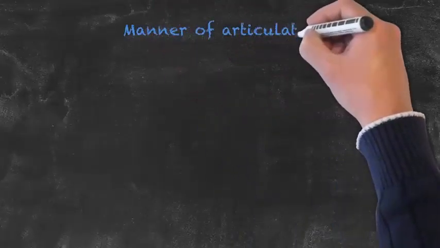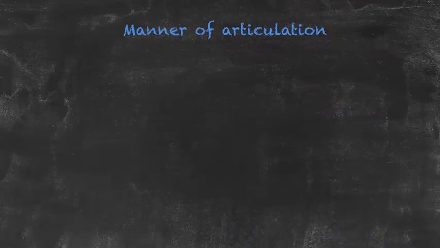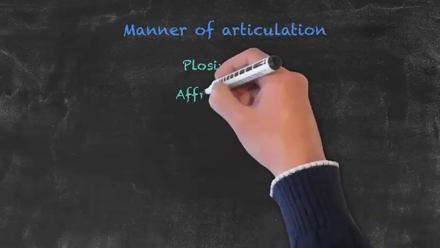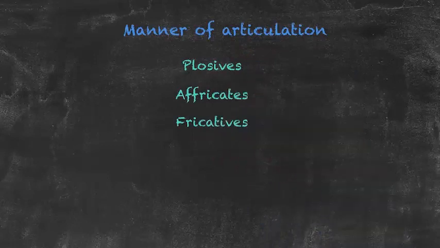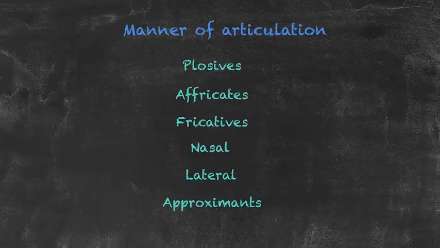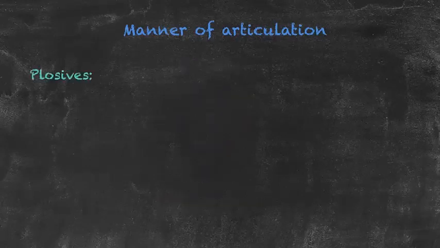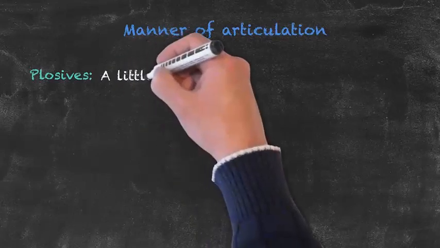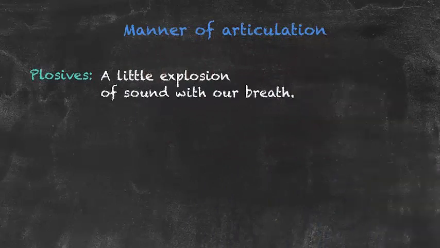When it comes to manner of articulation, we have 6 different ways in which our breath is produced in order to make our sounds. We have our plosives, our affricates, fricatives, the nasal sounds, our lateral sound, and the approximants. Let's take a look at each individually and see how they differ from one another. First, we have our plosive sounds. As the word might indicate, we have basically a little explosion of sound with our breath.